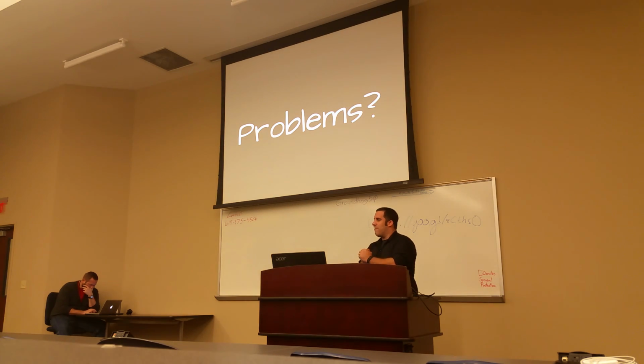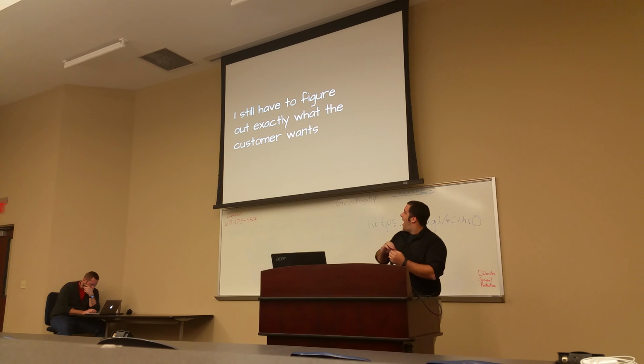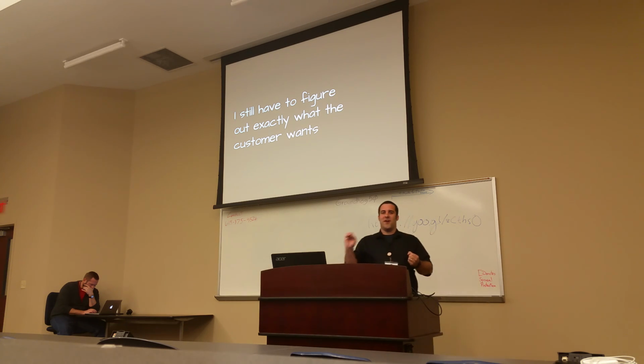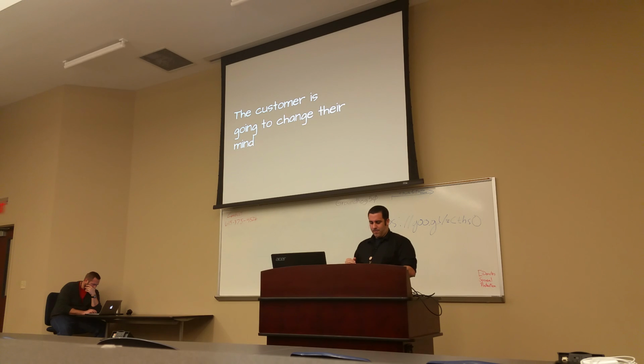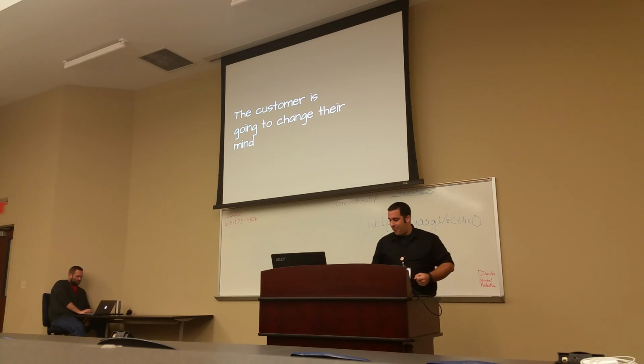But there's some problems if you write your acceptance tests in straight up Python. I still have to figure out exactly what the customer wants. If I'm just being given a requirements document, I still have to parse that weird little English that they wrote and make sure that I'm being as precise as possible in my code. The customer is going to change their mind. How do you communicate that really well? If they change their requirements, how are you going to know that your tests need to change? How do you get that communication pathway?